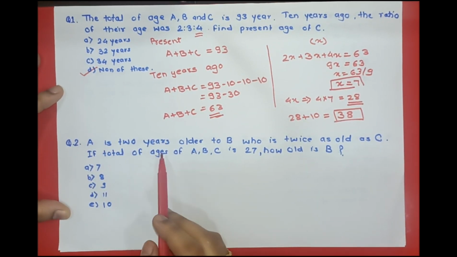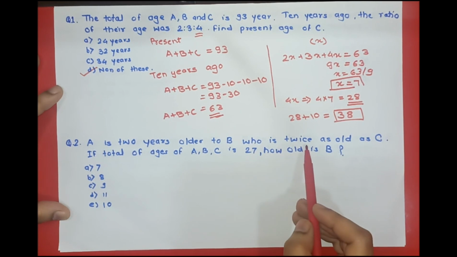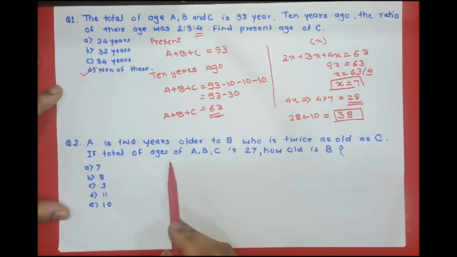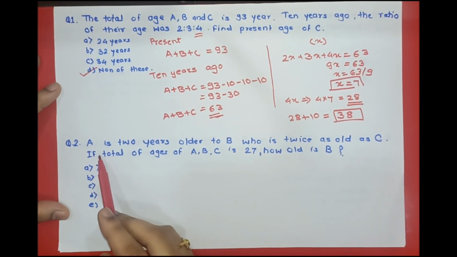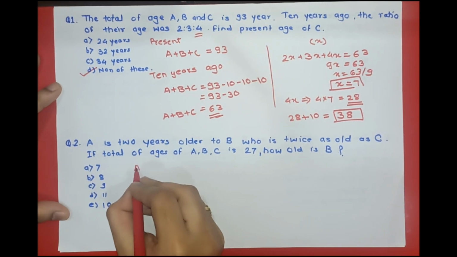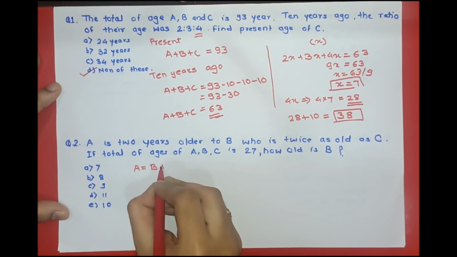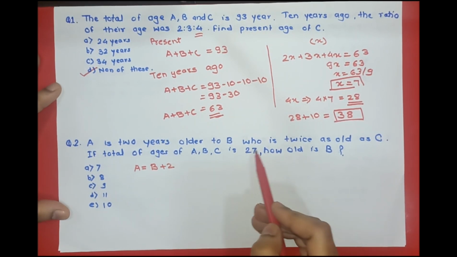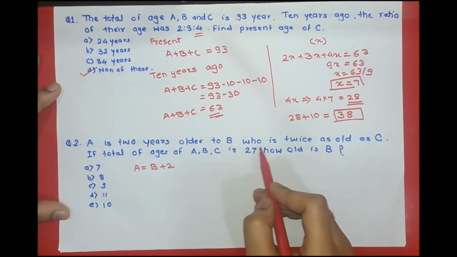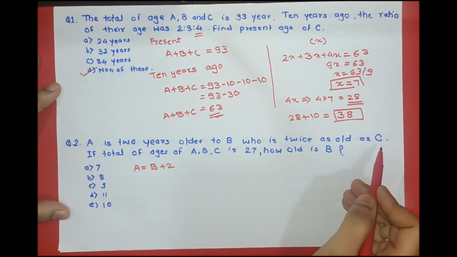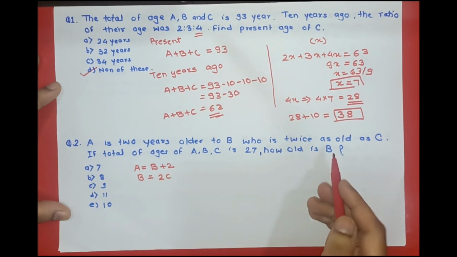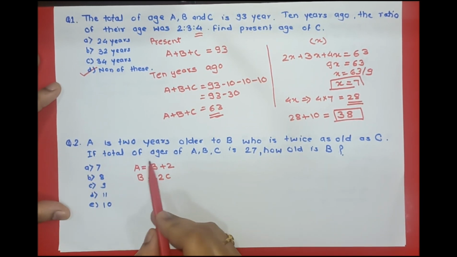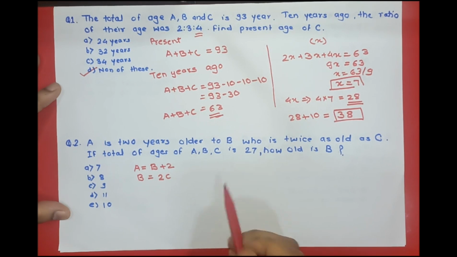Second question, A is 2 years older to B, who is twice as old as C. If total of ages of A, B and C is 27, how old is B? So as per the given question, A is 2 years older to B. The second part of the question is B who is twice as old as C. So B's age is twice the age of C. And the next part says the total of ages of A, B and C is 27 years.